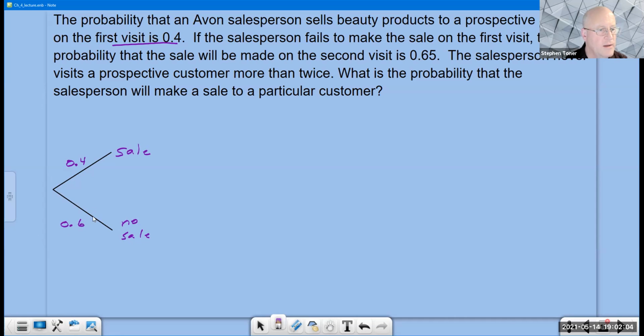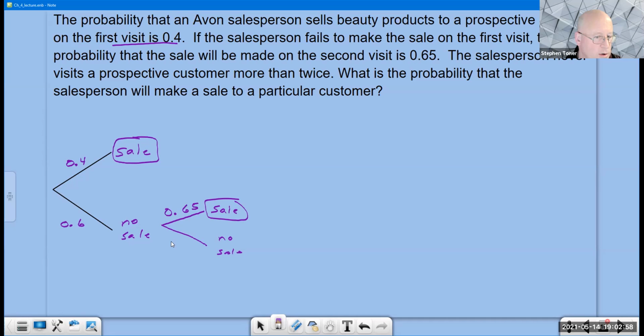0.6. Why? Because these are the only two possible options, and they're going to have to add up to 100% or 1. So I started with 1, I subtracted that 0.4 to get 0.6, which is the complement. If I make a sale to this person, I'm done with that person. But if I didn't make a sale, I try again with that customer. So on the second trial, we're either going to have a sale, or again, there will be no sale at that point. So there's two possibilities here. Now it says, if they fail to make the sale on the first visit, the probability of the sale being made on the second visit will then be 65%.